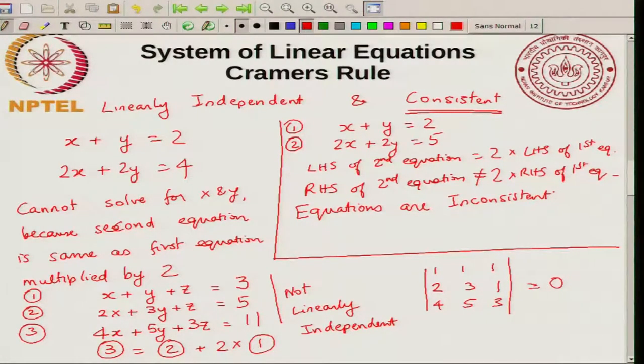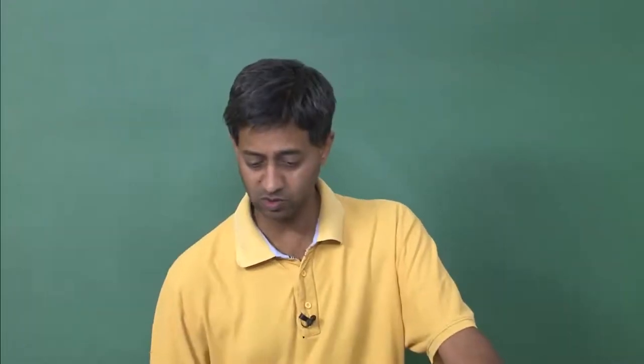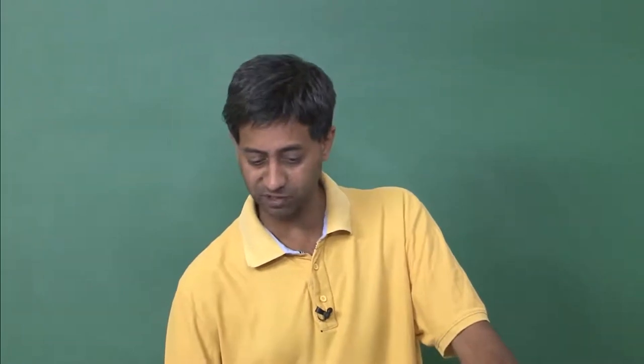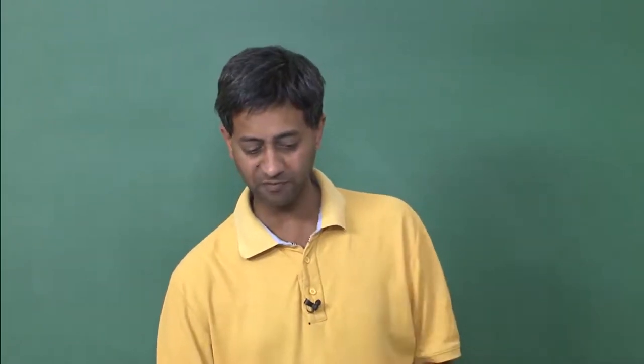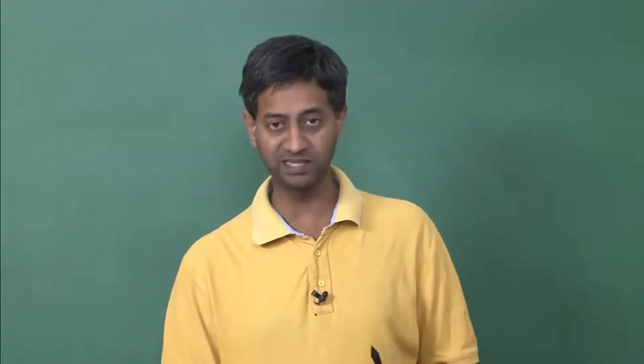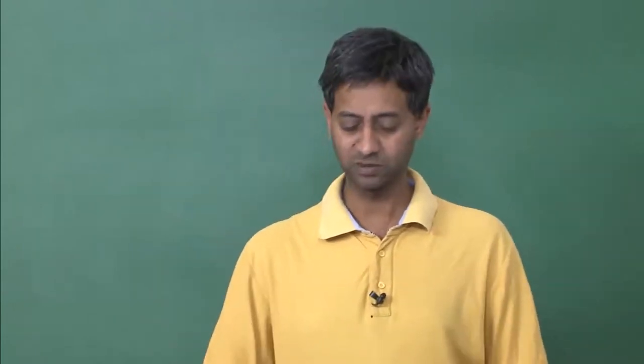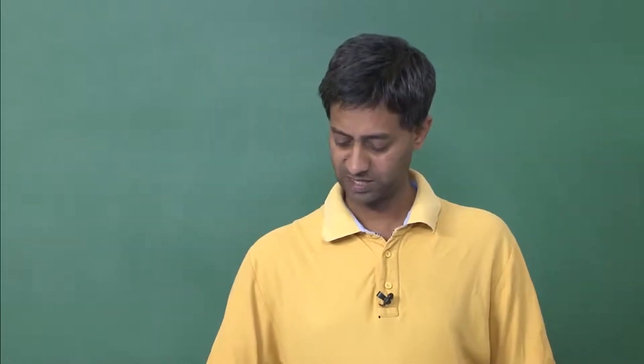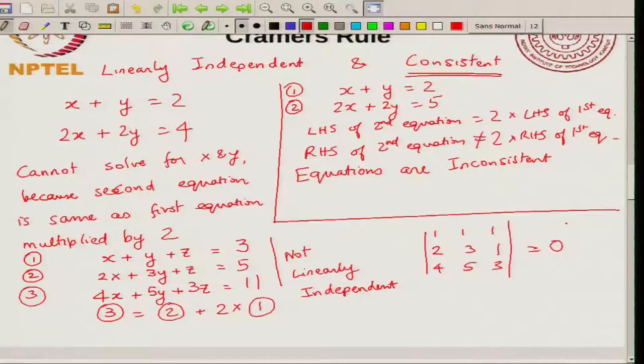I showed this for a 2 by 2 system, but you can extend it to other systems also. So it is important that before you try to solve a system of equations, you verify that they are both linearly independent and consistent. Only then can you use Cramer's rule.